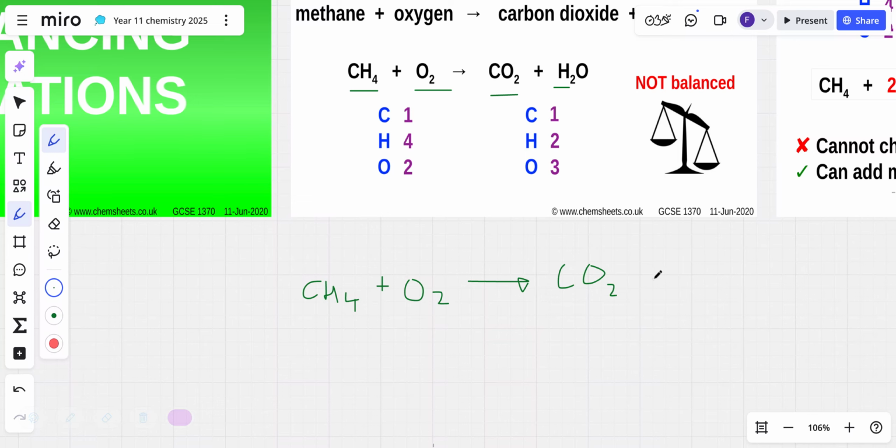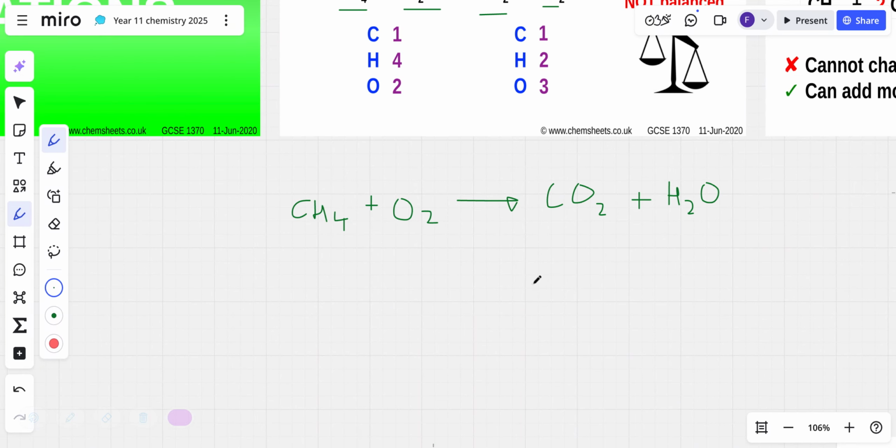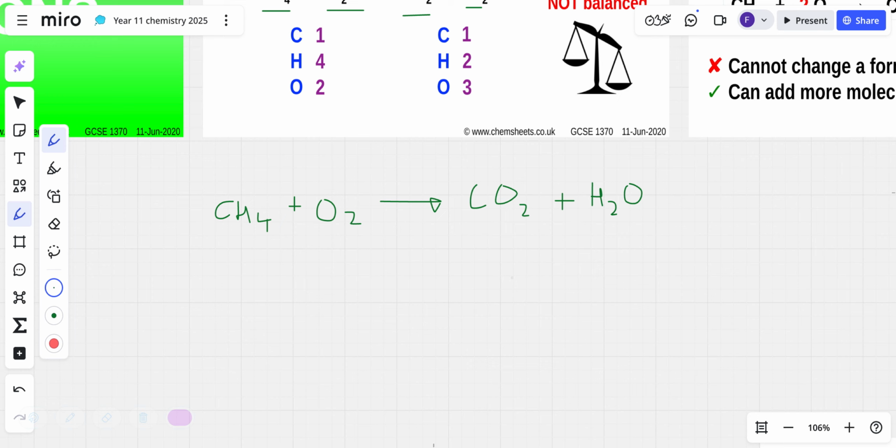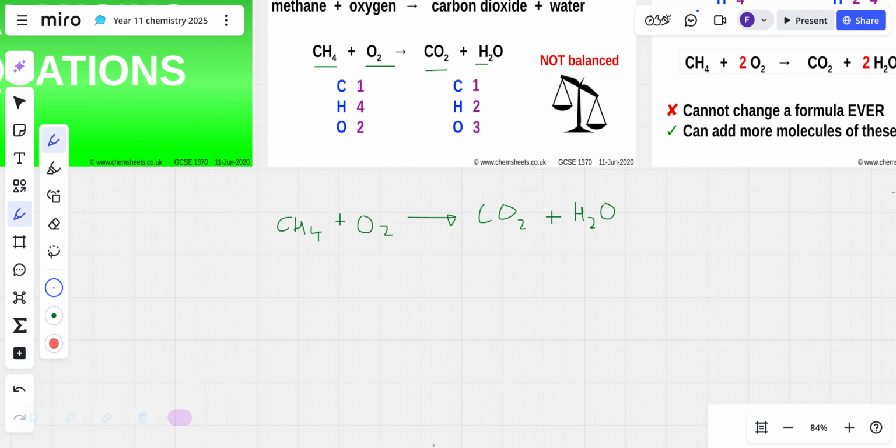Now, I don't like this method, but this is a method taught in schools. I prefer more of an understanding and problem solving approach. So I'm going to show you both, but I'm recording this and I'm going to put this intro on the actual Miro board so you can get a really good taste of how to do it. So this is how schools are taught to do it.